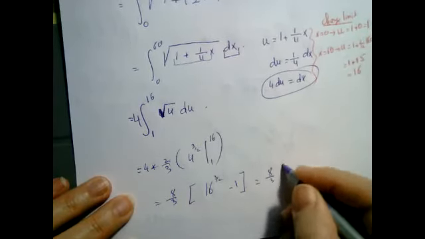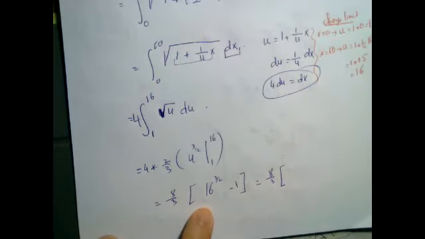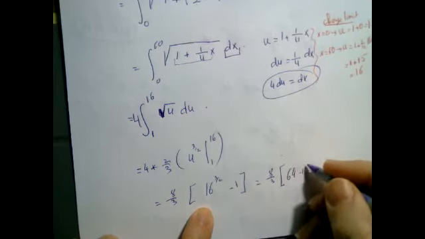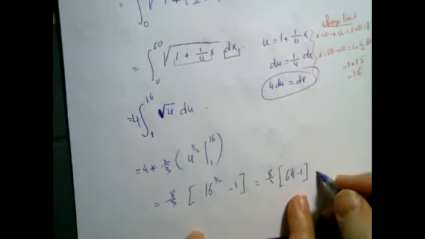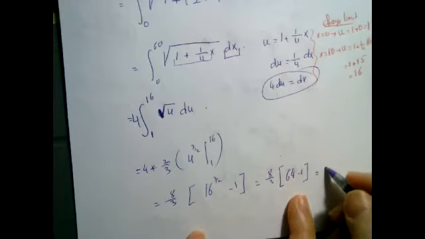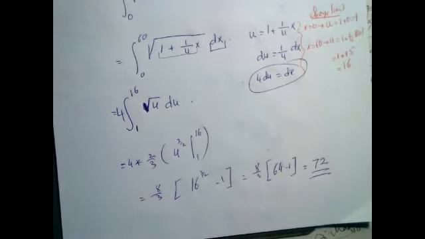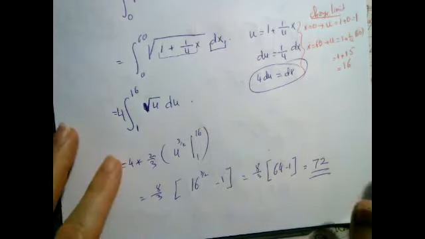It means 8 over 3. Now 16 to the power 3/2 means 4 to the power 3, which is 64, minus 1. And that's going to give me 63 over 3, which is 21. 21 times 8 is equal to 168, if I didn't goof anywhere. Okay. Any questions about those?